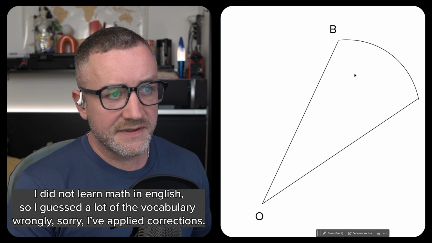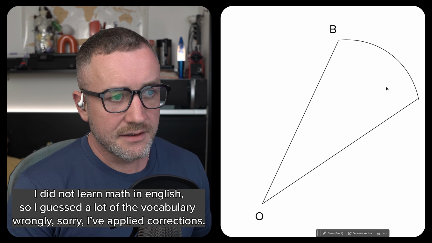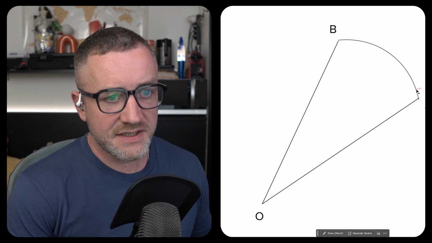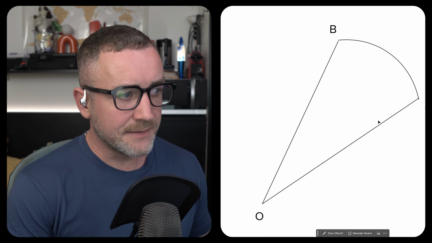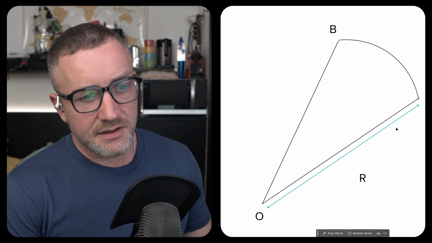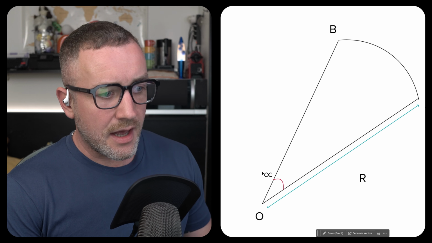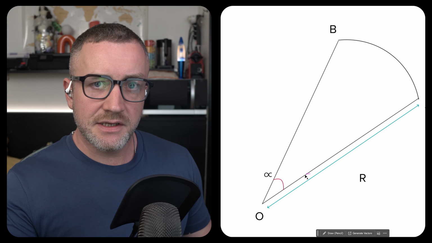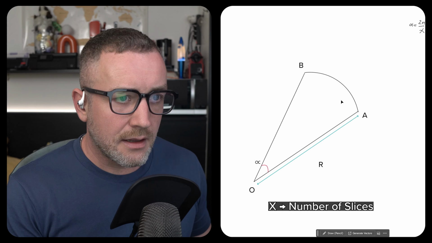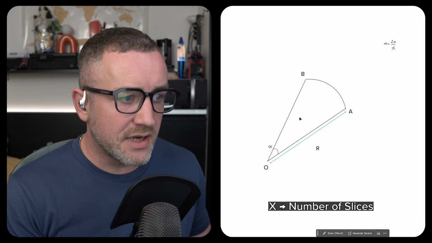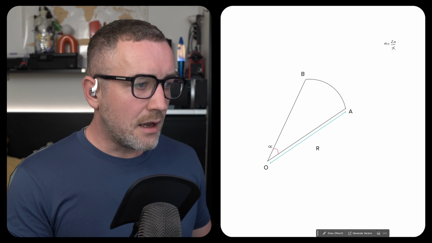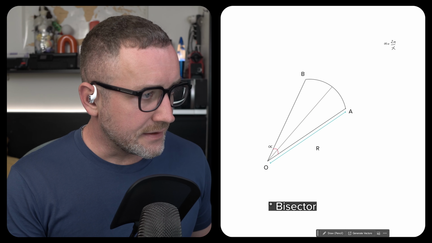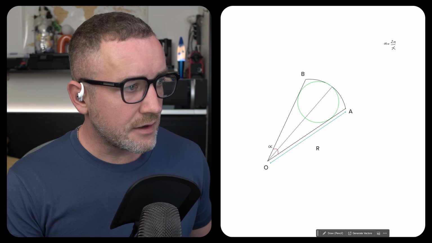This is a representation of the slice. So O is the center, B an extremity, and A another extremity. Big R is the radius of the roulette. We have the angle alpha. The whole circle is 2π radians, right? So alpha equals 2π divided by x. Now I will draw the bisectrix of this angle, and we will draw the inscribed circle.